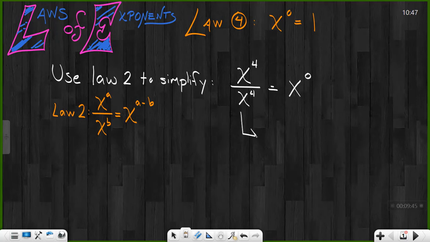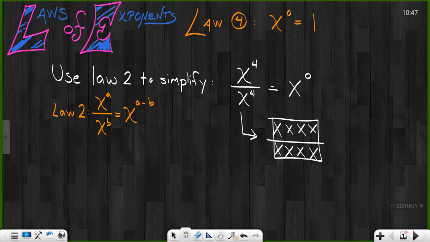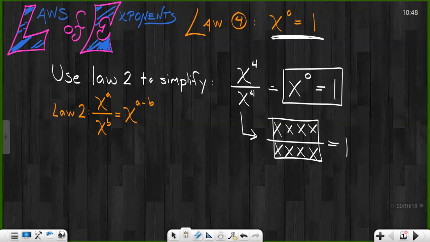Well, to understand what it really means, we're going to look at a few different ways. First off, let's expand it out. X to the 4th over x to the 4th. Well, that means x, x, x, x over x, x, x, x. Well, that makes a giant 1 when you have the same number over top of itself. Therefore, this reduces down to 1. Well, if the expanded form is equal to 1 and the simplified form using law 2 is equal to x to the 0, then the transitive property of equality says that x to the 0 must equal 1. And that's exactly what my law is. It's saying anything to the 0 exponent is 1.